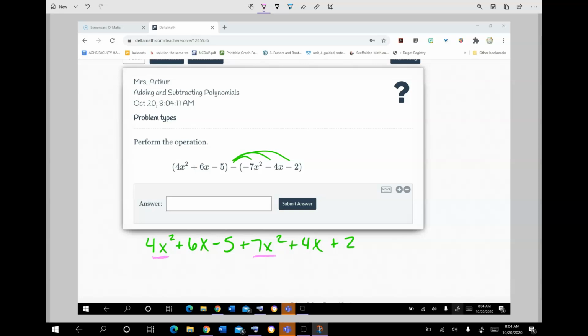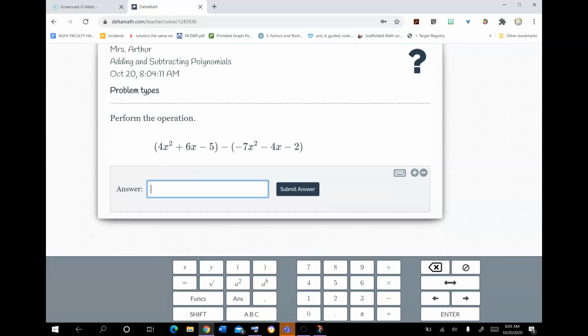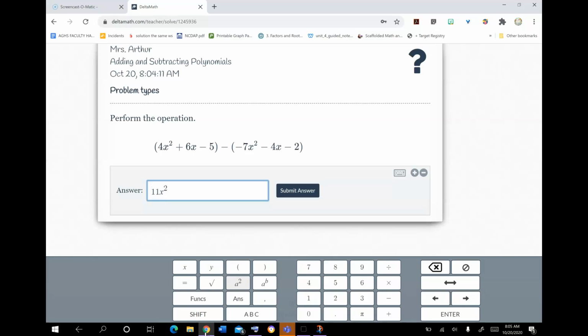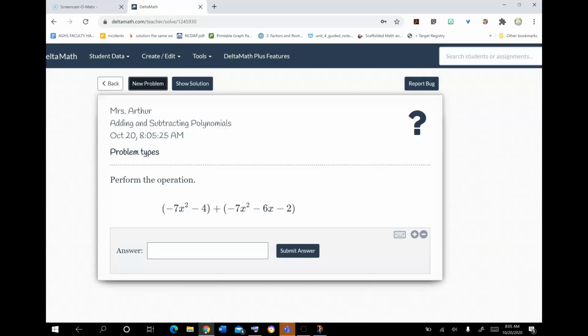All right, so then we combine like terms. I've got 4x squared and 7x squared. That's 11x squared. 6x squared and 4x squared make 10x squared. 10x, I don't know why I added a squared on that one. And then a negative 5 and a positive 2 make a negative 3. So our answer is 11x squared plus 10x minus 3. And we would come and write that. We would say 11x squared, and then it was plus 10x, and then it was minus 3. Hope I got that one right. There we go. All right, let's do one more subtraction.